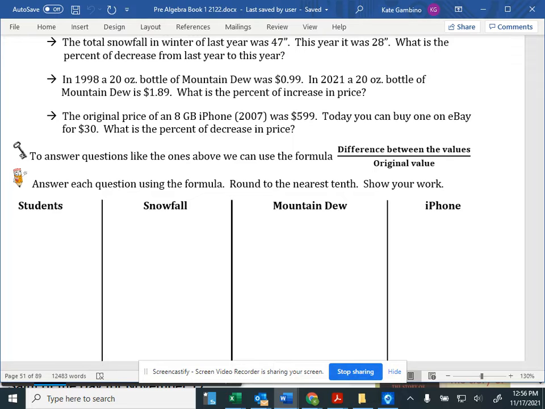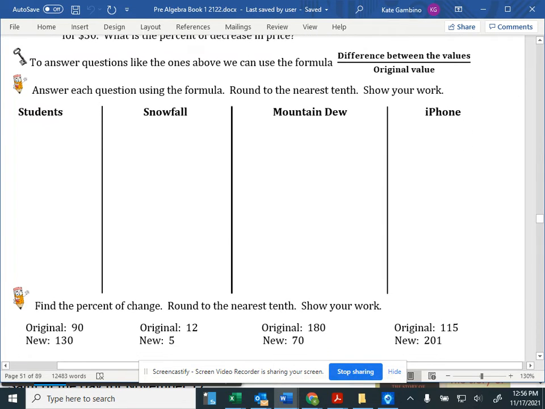So to answer questions like the ones above, we can use this formula. This is an important formula to know. The difference between the values. What does difference mean? If we're going to find the difference, what are we doing? Subtracting. So the difference between the values, you subtract them and you divide it by the original value. So let's look at how we can answer these questions using this formula.